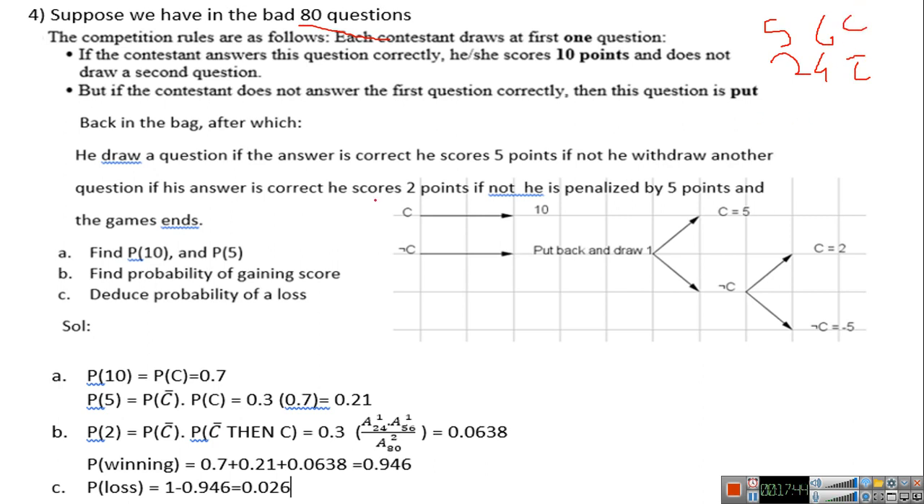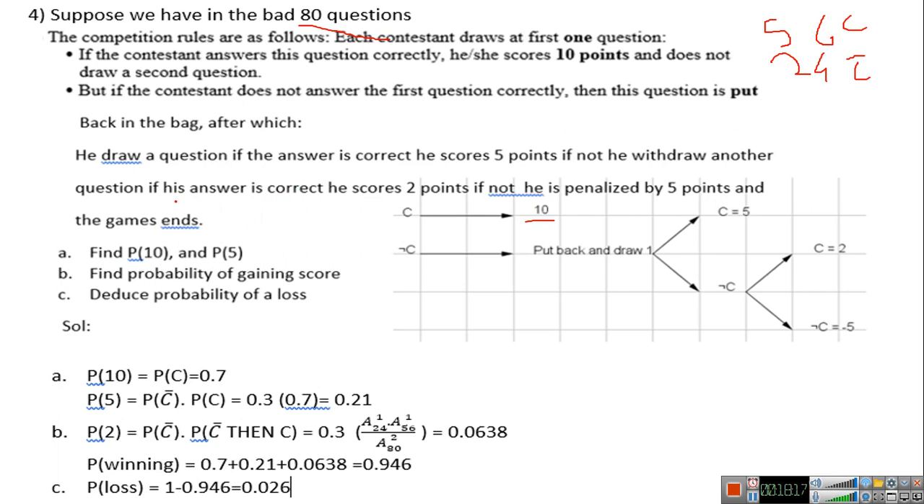Okay. The competition rule is as follows. Each contestant draws at first one question. If the question is correct, like up, he gets 10 points. If it isn't, he draws another question. But if the contestant does not answer the first question, then the question is put back in the bag, after which he draws a question. If the answer is correct, he gets 5. If not, he will draw another question.